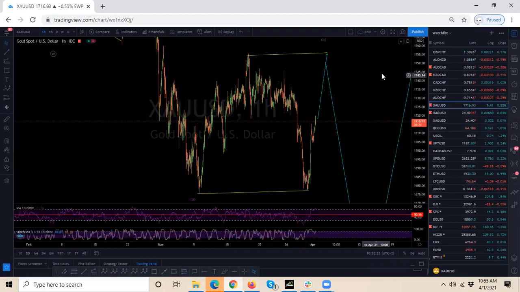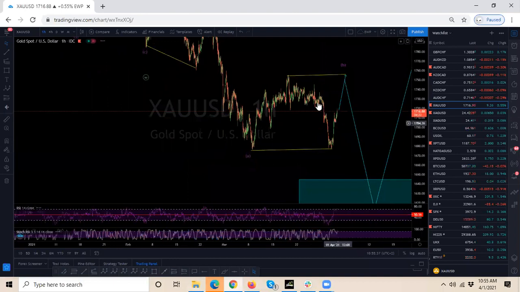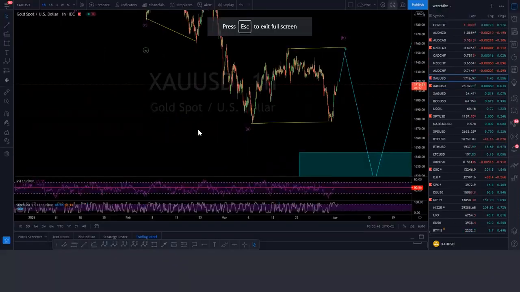Right, gold. I'm still expecting that you're gonna get the move to the downside here on gold. I would love to trade this one here in the blue box. If it gets here, I would love to trade it here. Let me just show you the structure on a 4 hourly.